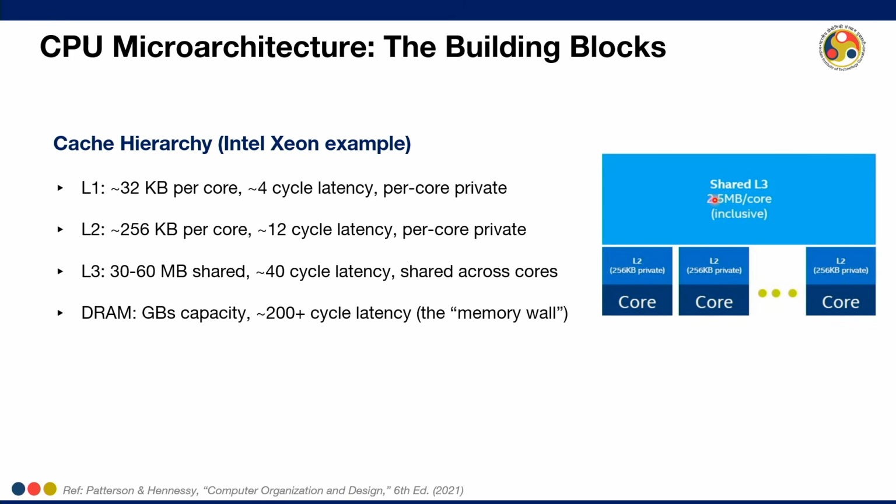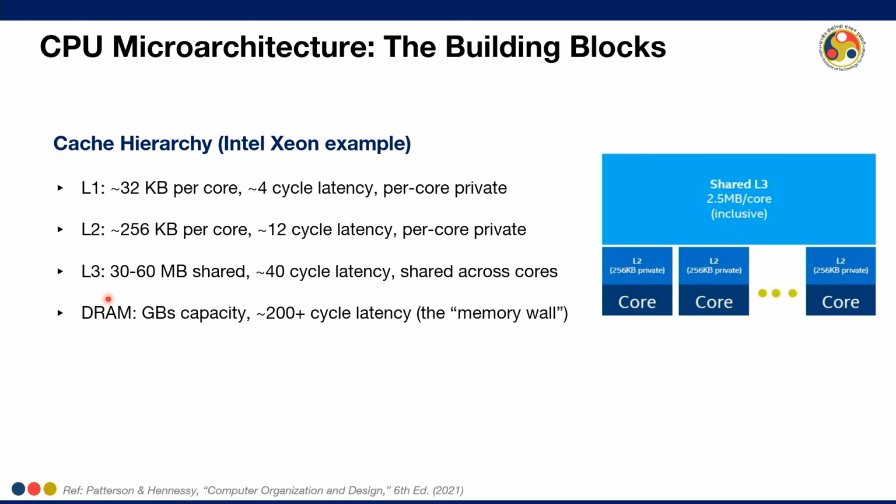We have different sizes. In this Xeon example you are seeing L1 is 32 KB per core, L2 is 256 KB per core, and L3 is 3260 MB, shared among these different cores. And you have obviously the DRAM, which is your dynamic RAM, the main memory, which is of course in capacities of GBs or gigabytes. Now the distance between the core and this cache hierarchy defines the latency or the access time of the memory, because the data will come from the different levels of memory.